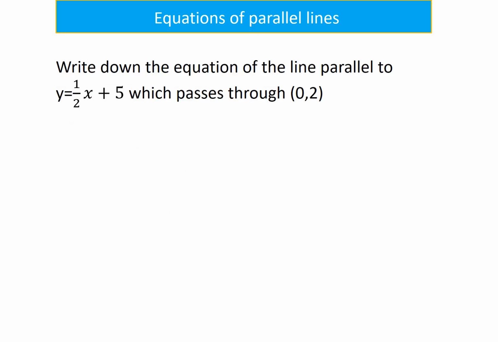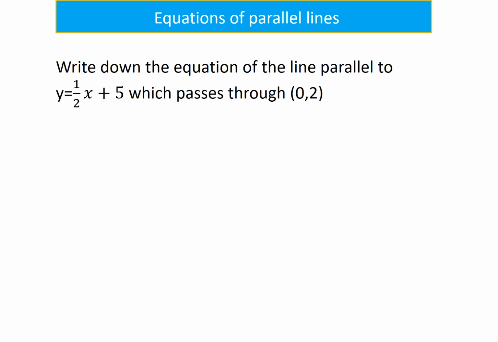Now, you may see a question like this as well in an exam. This is a slightly easier version, but we're going to explain how to do this. So I know that I have a line, I know the equation, that's y equals half x plus 5, and I need to write an equation of the line that's parallel to this, but it also goes through a certain point, and I have the coordinates of that point.